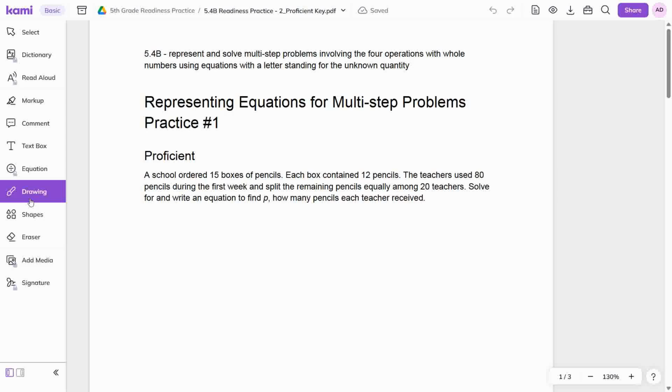Today we are looking at the fifth grade concept of representing equations for multi-step problems. This is 5.4b Readiness Practice, the Proficient version.